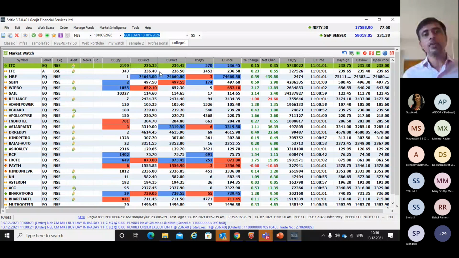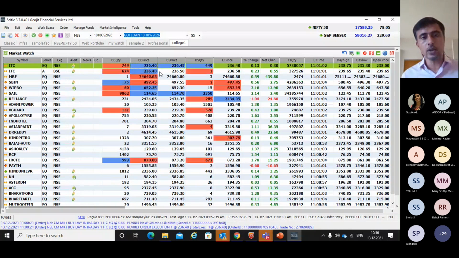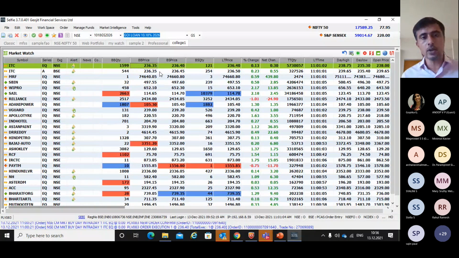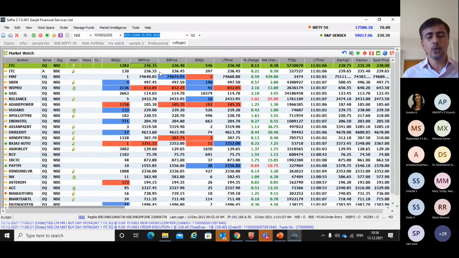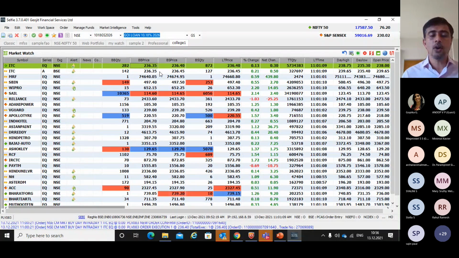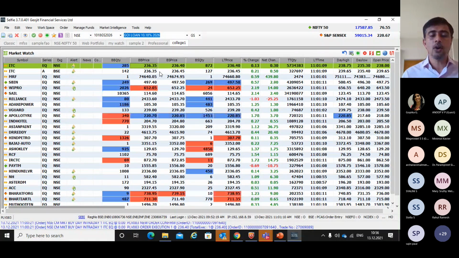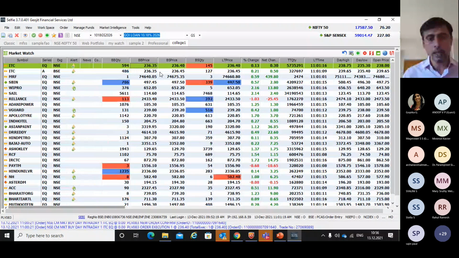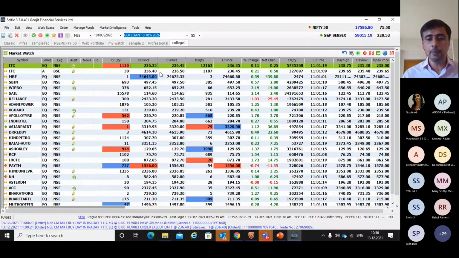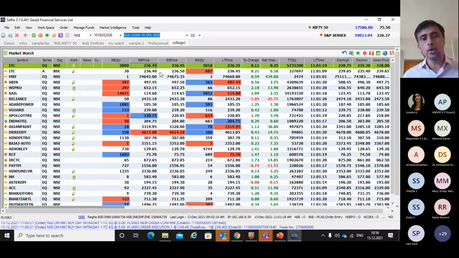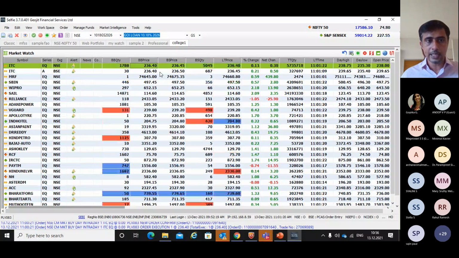Buying and selling on the same day, or selling and buying on the same day, doesn't need any kind of pay-in or payout of the shares. Why? Because every day is called a settlement. That is T day. I already told you that T day and T plus 2 is the settlement. T day being Monday from 9 o'clock to 3:30, whatever your trades have been done.